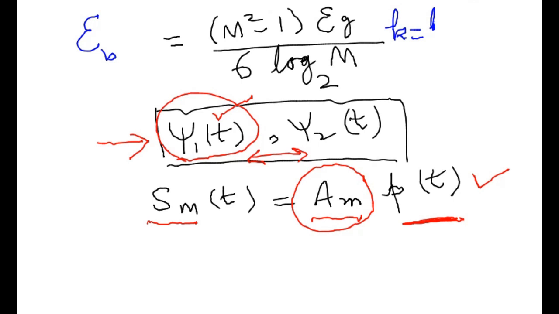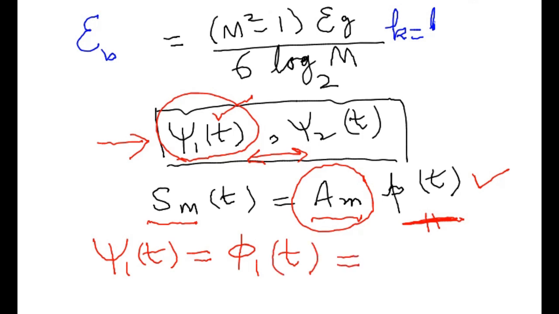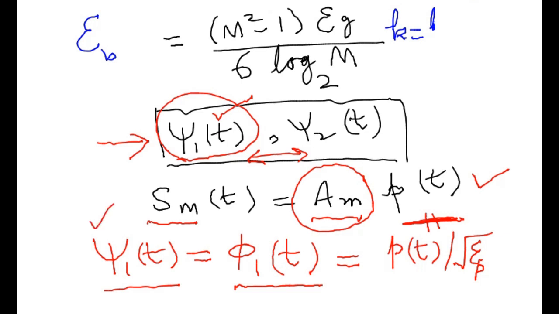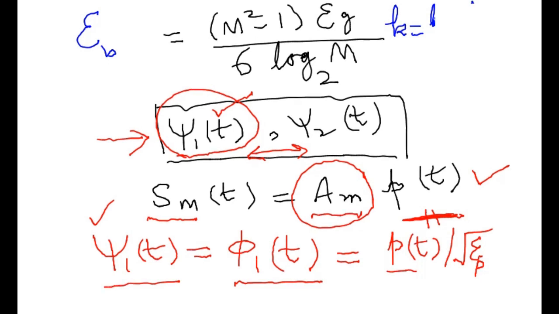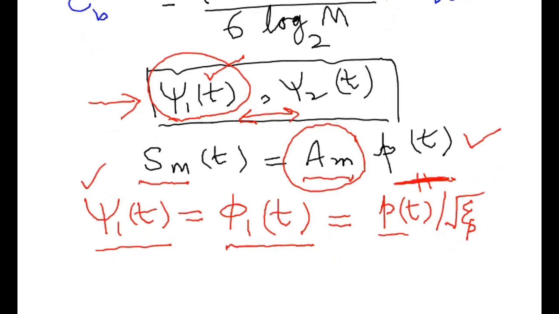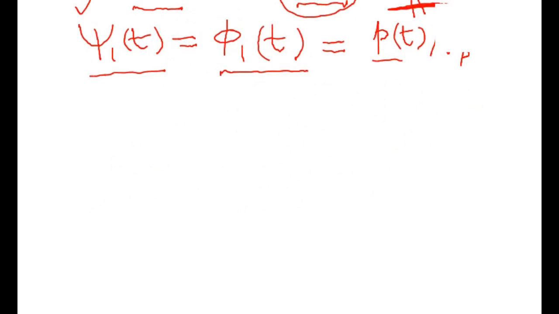So to make the energy of this pulse unity, we can find psi 1 of t, or you can also represent it by phi 1 of t. What you can do is take the same pulse and divide it by the square root of its pulse energy. If you do this, you get this phi 1 or psi 1, and the energy of this function, which is derived from p of t, would be unity, which is an essential requirement for an orthonormal basis function. So we derive this psi 1 of t or phi 1 of t.